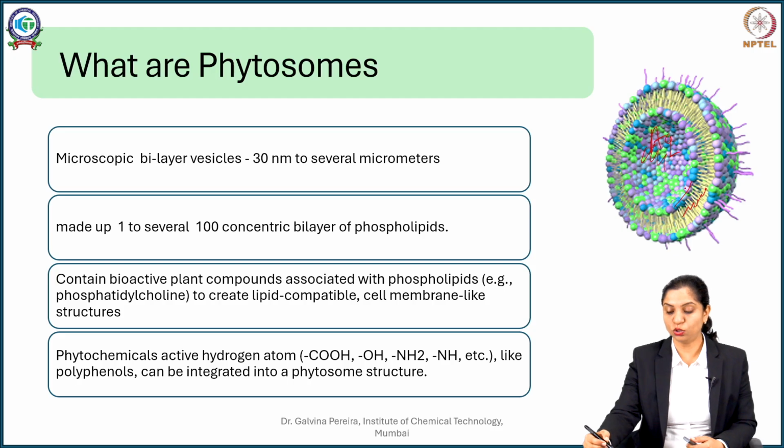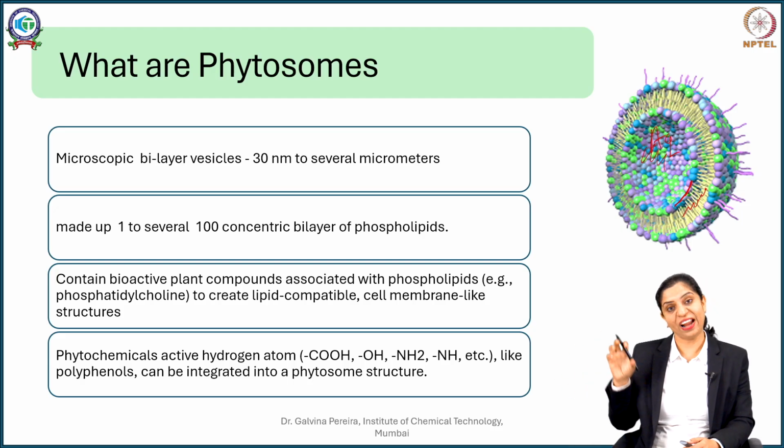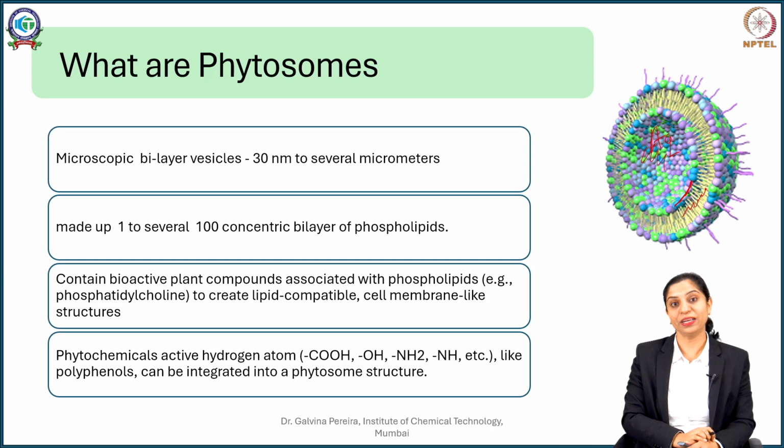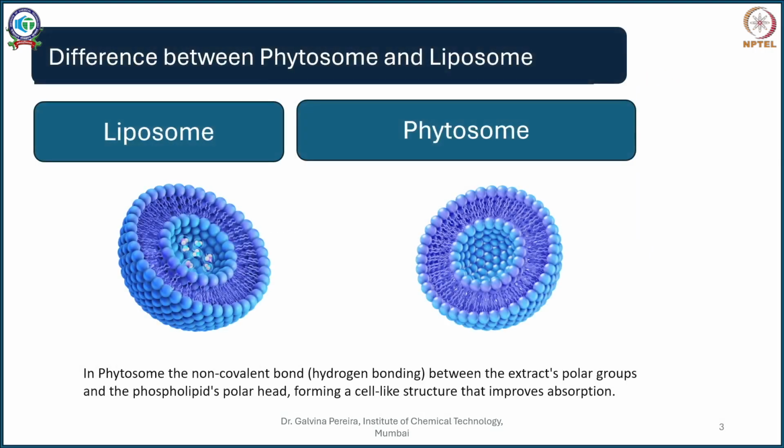Now the phytochemicals which associate with these heads especially need to have an active hydrogen, and hence there is a specificity. When we said liposomes, we said anything that can dissolve in water, hydrophilic drugs, anything that can dissolve in lipids, lipophilic drugs, can be incorporated. But when it comes to phytosomes, we have a limitation that these are particularly phytochemicals and the association is very molecular. That means it's not the whole extract that is going to be associated. They are going to be very selective phytochemicals which are associated with the phospholipids, and for those phytochemicals it is mandatory to have active hydrogen. This can be in the form of a carboxylic acid group like a COOH group, a hydroxyl group, a primary or secondary amine, or maybe something like a polyphenol which can integrate into the phytosomal structure.